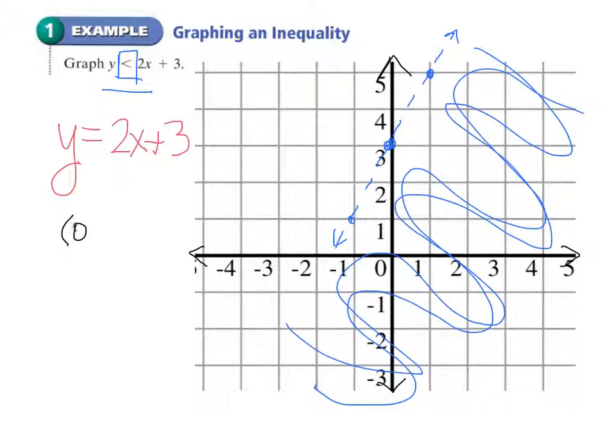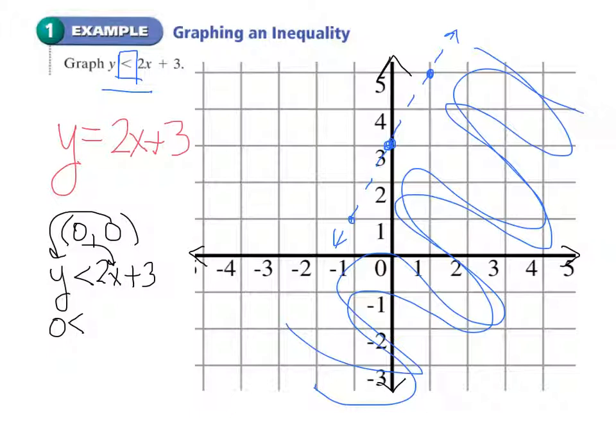Now you're like, I don't understand what we're doing. We are picking 0, 0 to test if it is true or not. So I'm going to plug it into my inequality. I'm going to plug in 0 for x and 0 for y. So 0 is less than 2 times 0, which is 0, plus 3. Is this true? Is 0 less than 3? This is true.